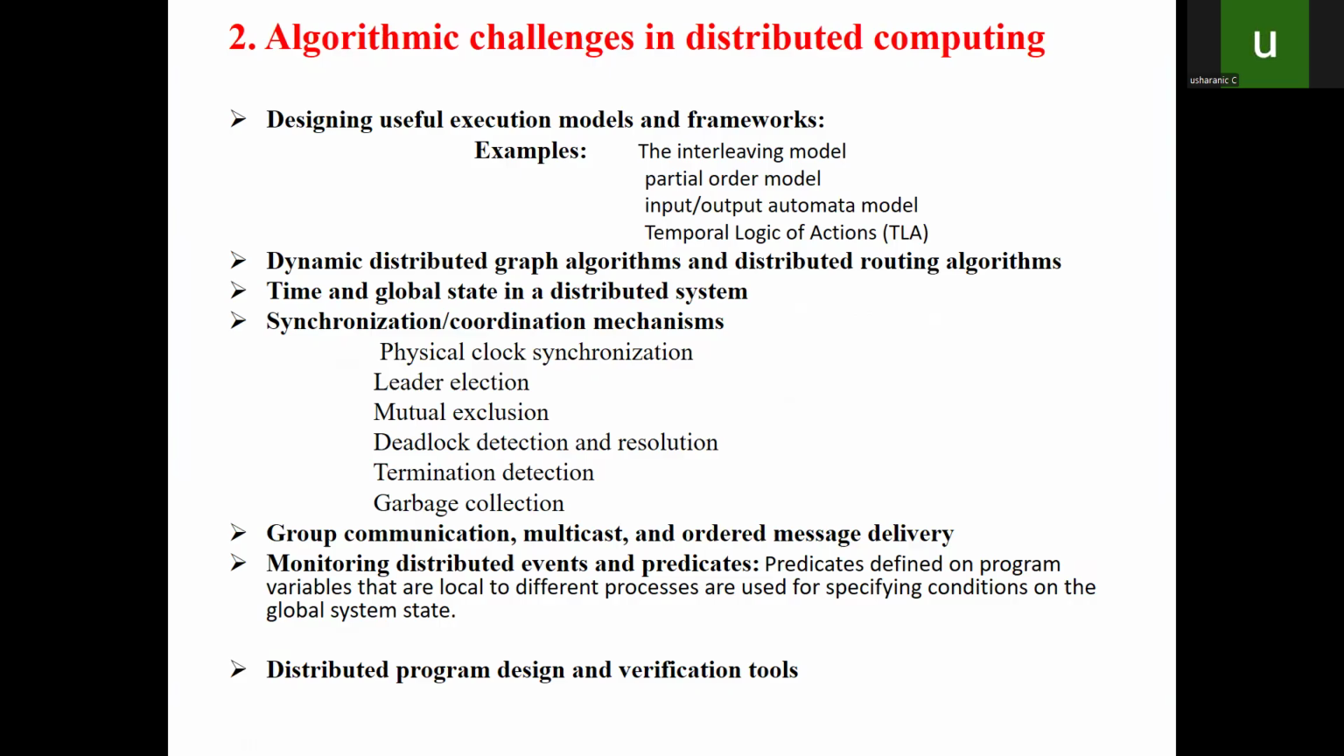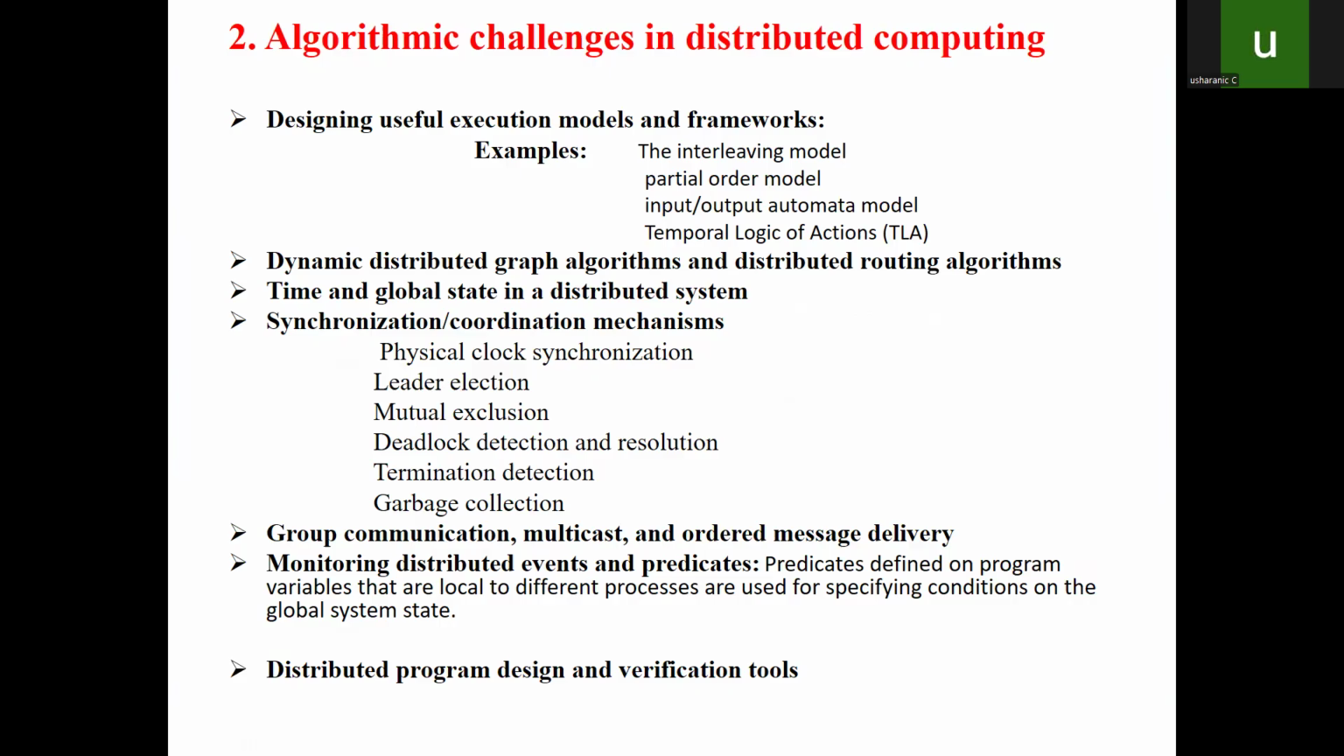All these topics will come in the third unit, that is the mutual exclusion algorithms, and how a mutual exclusion algorithm can be chosen for detecting deadlock. Next one is group communication. That is multicast and ordered message delivery. It is sending a message to a group of processes, ensuring that all receive it and in the same order. So ordered message delivery is a very important topic in distributed systems.